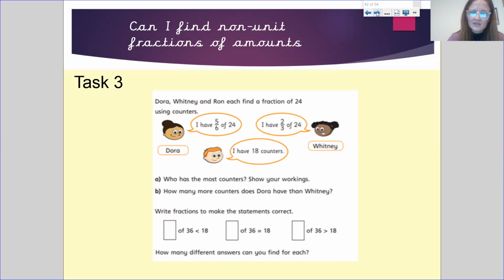Something of 36 is smaller than 18. Something of 36 is equal to 18. A fraction of 36 is bigger than 18. And how many different answers can you find for each one of these questions?